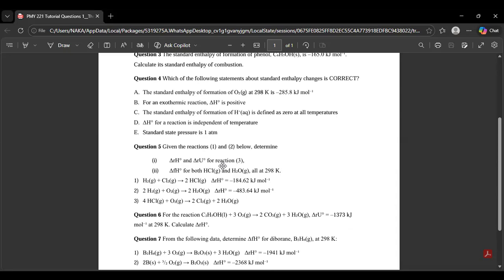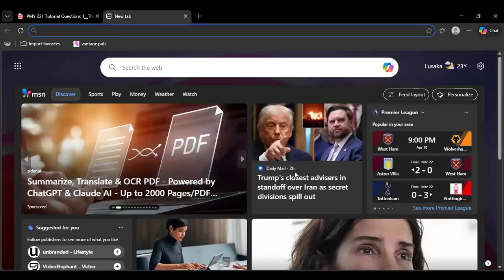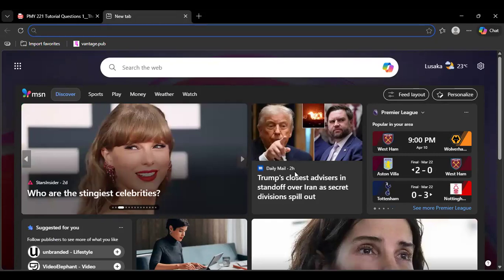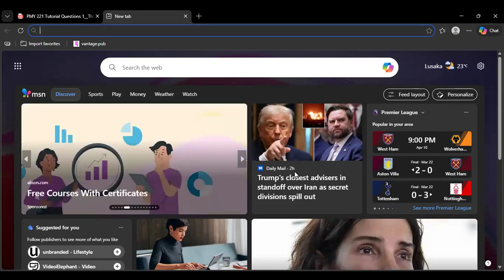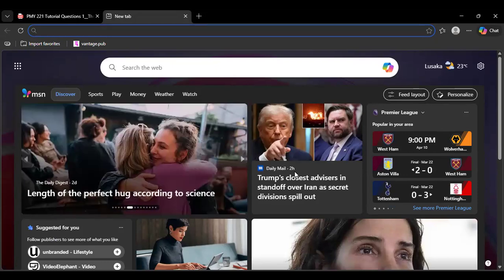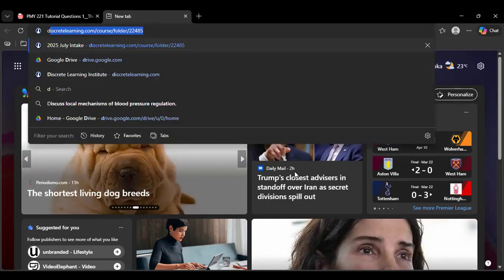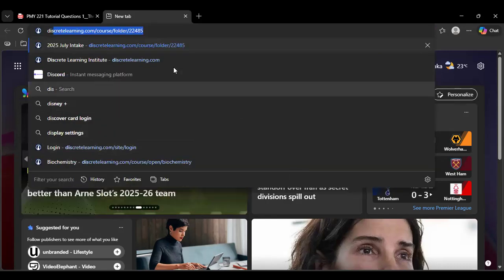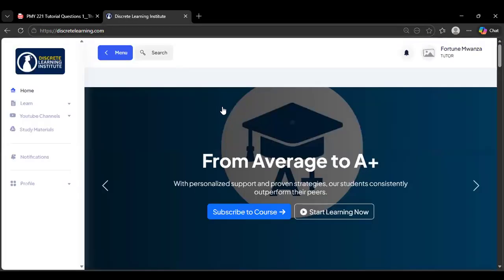So you open the browser. If you are using an Android phone, you can download our app on Play Store. You just search Discrete Learning Institute. Then you find the app there, you download it and install it. Then you should be able to access our website. If you are using an iPhone and other devices, you can just go on the browser. Then you search Discrete Learning Institute. Once you open, something like this will appear.